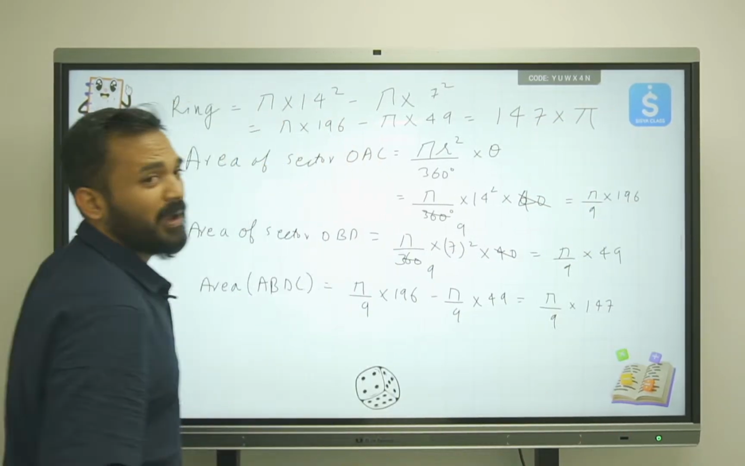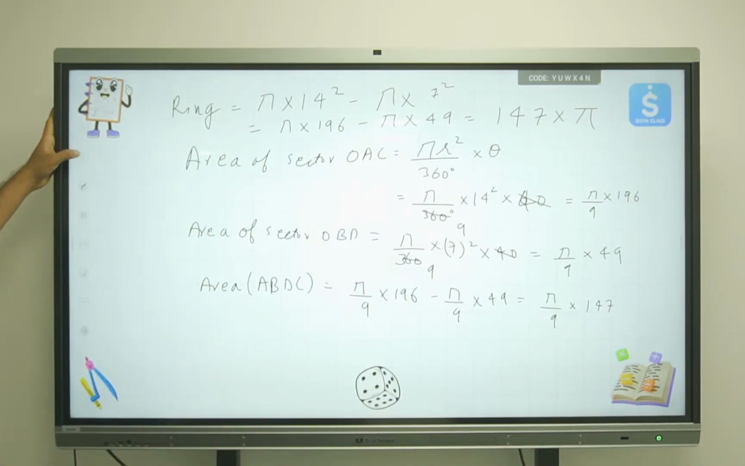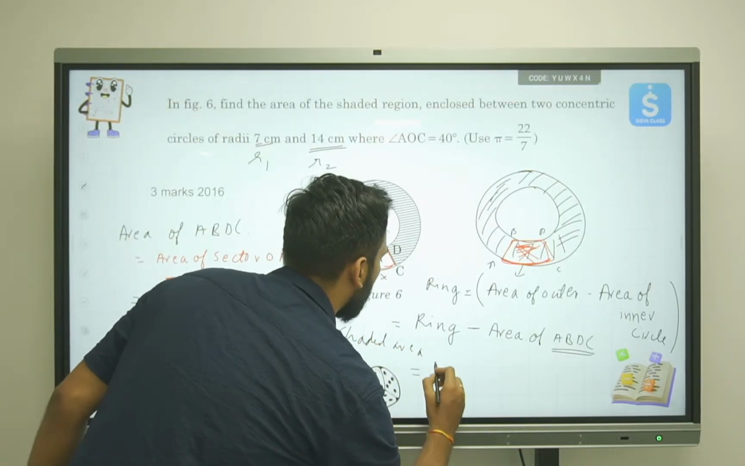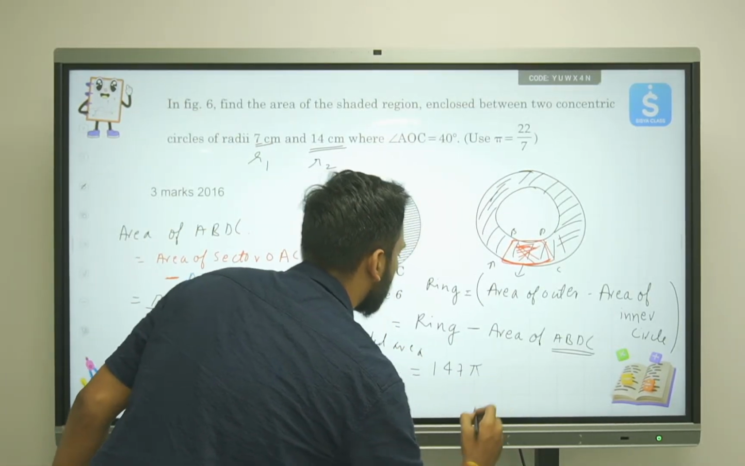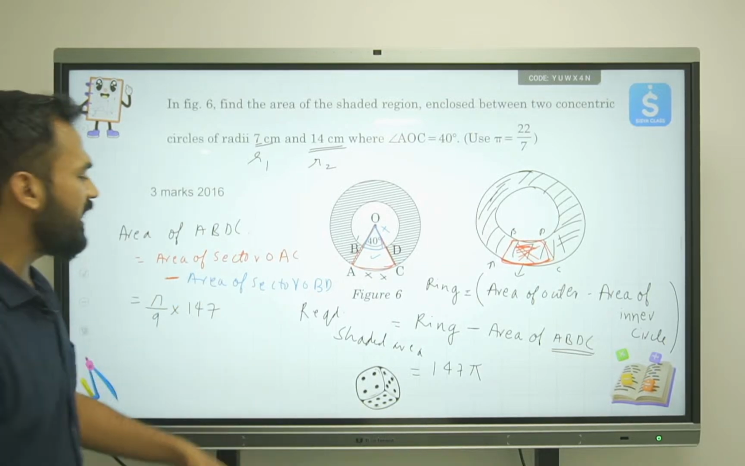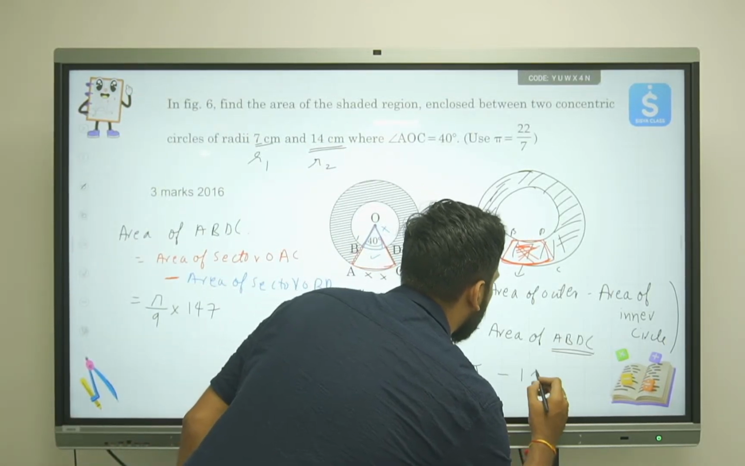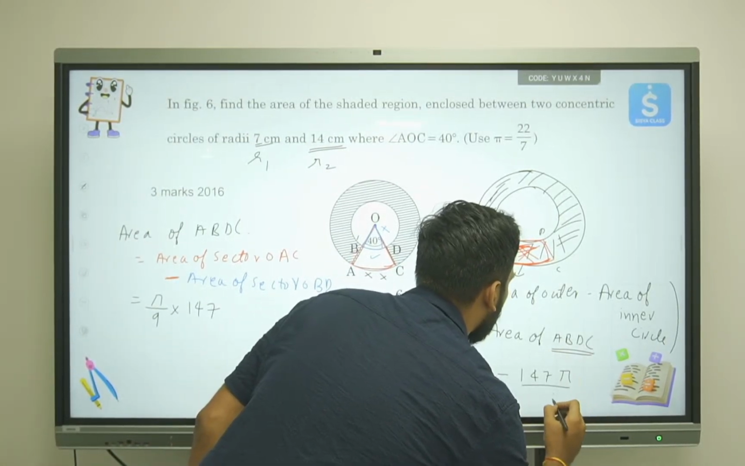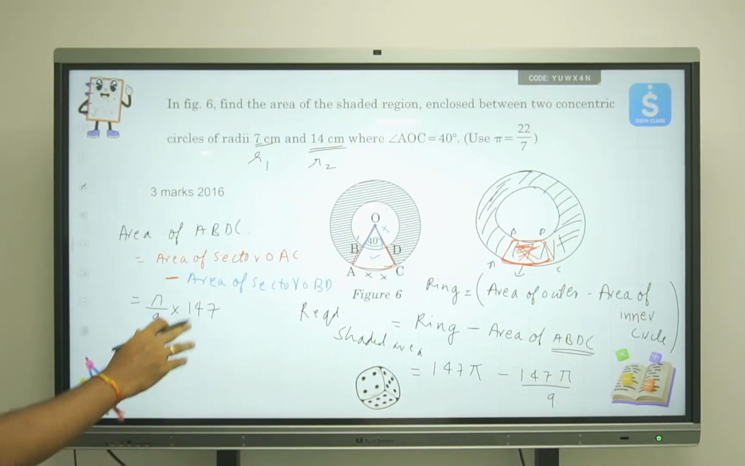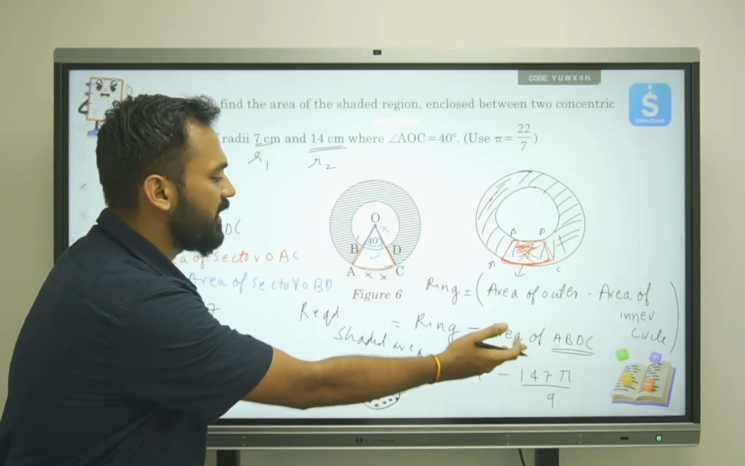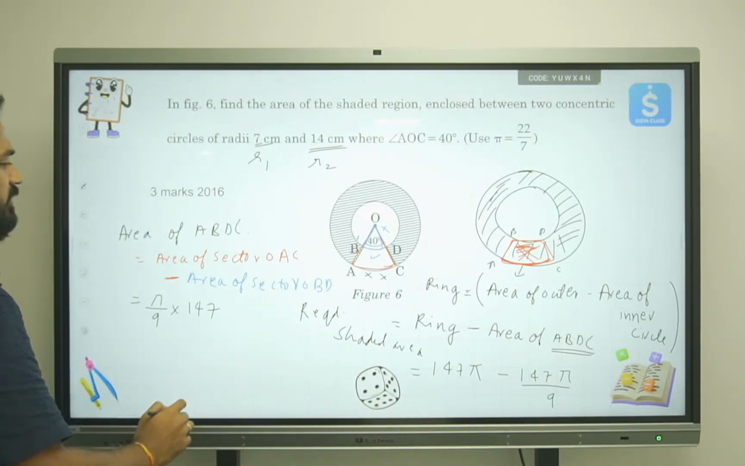147 multiplied by pi, you are getting here. Now the final thing which you have to do is substitute over here 147 pi minus pi by 9, or 147 pi by 9. Solve this. 147 pi minus 147 pi by 9. So I can take this 147 pi common.